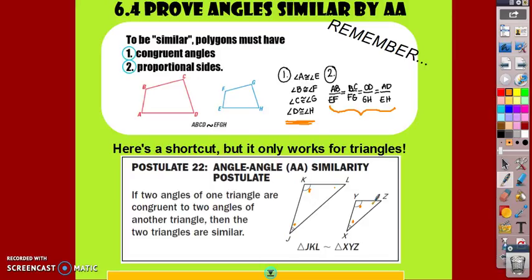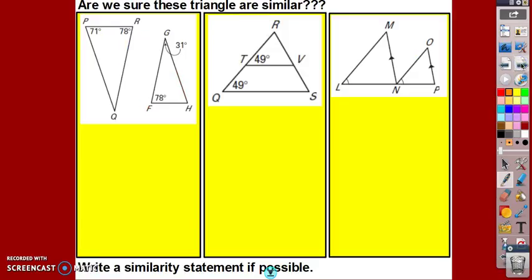We only have to check to make sure that 2 angles are congruent, and we know that all angles are congruent and the sides are proportional. So here's just a few examples. This is all the lesson is, so pay attention. I want to see if these triangles are similar or not.